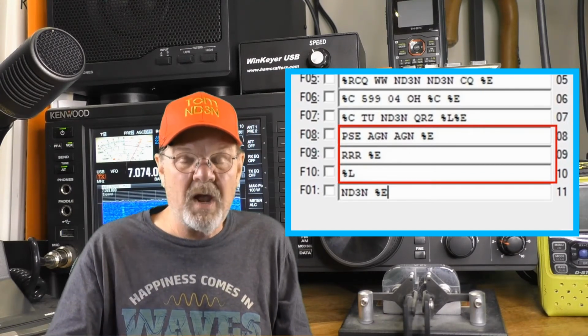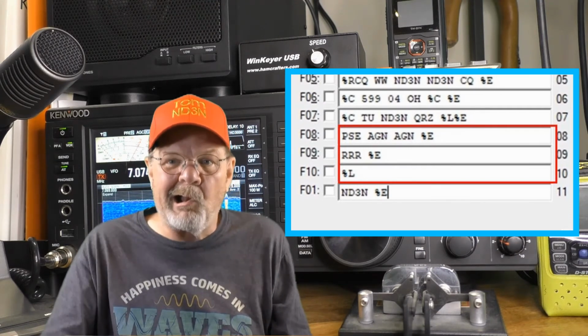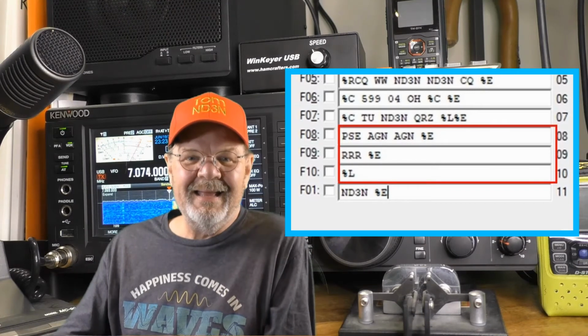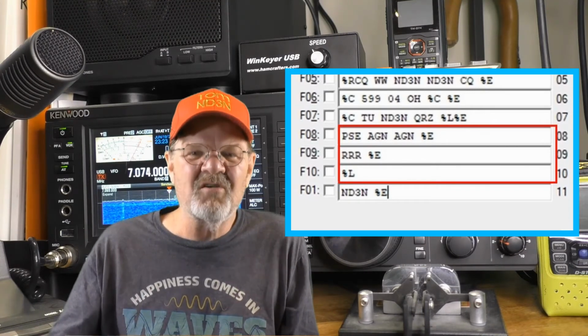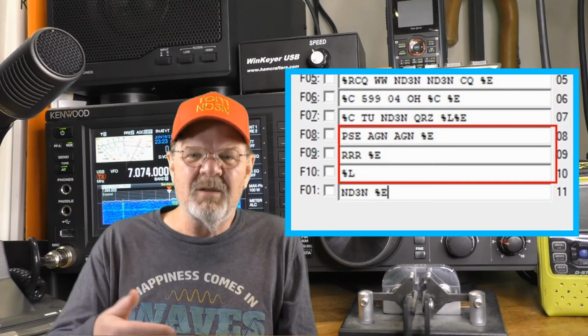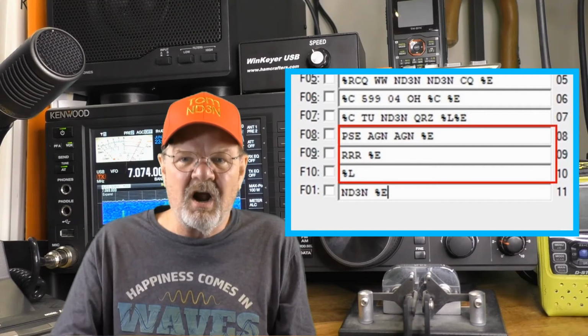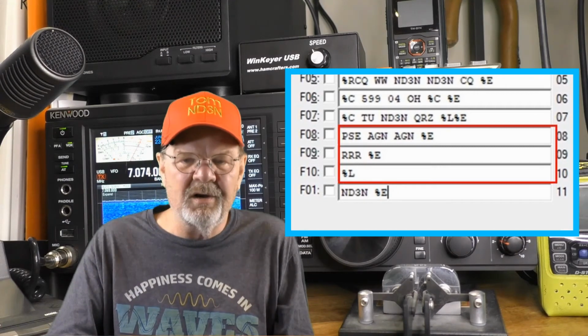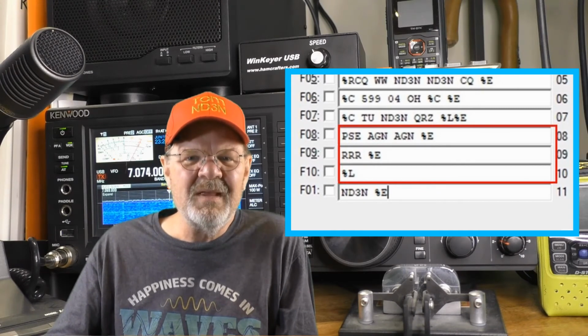F9 is used as a quick confirmation reply, or when I feel like being a pirate. Now, you do this for confirming your call or one of the elements in the contest. They might come back to you and say, was that Ohio? And I'll just send RRR rather than the whole thing or yes or whatever. Just RRR goes out quick and everybody understands it.